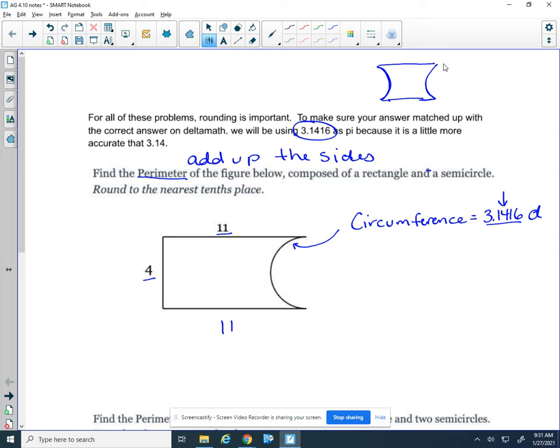So this is half of our circumference, right? Because we only have half of a circle here. So I'm going to do 1/2, 3.1416, and then the diameter of this circle is the same as this number over here, so that's 4. So I'm just going to put that 4 in my formula. So we're using pi d, but we're only taking half of it because we have half of a circle.